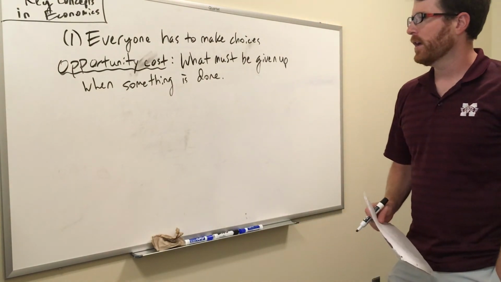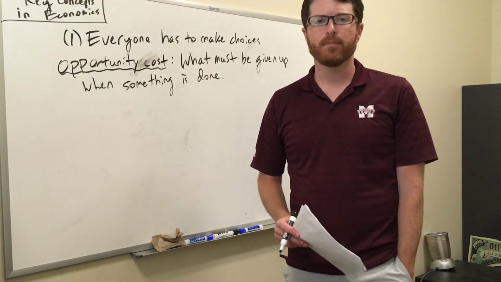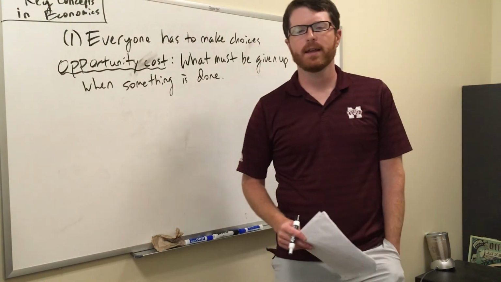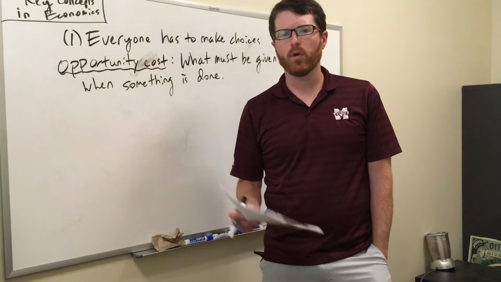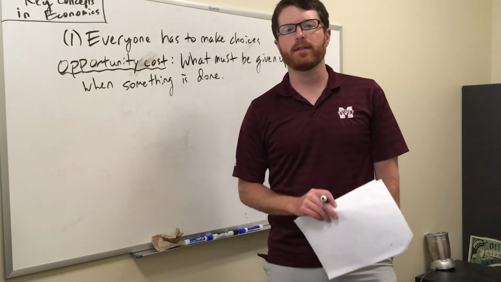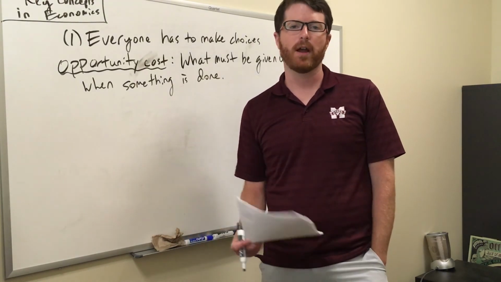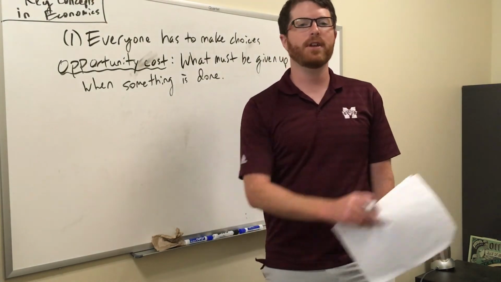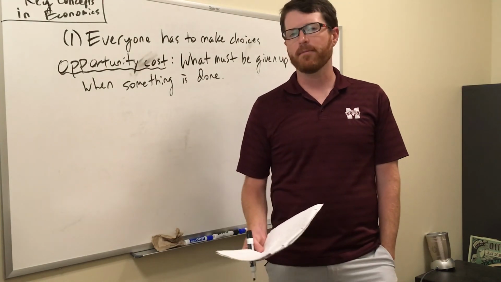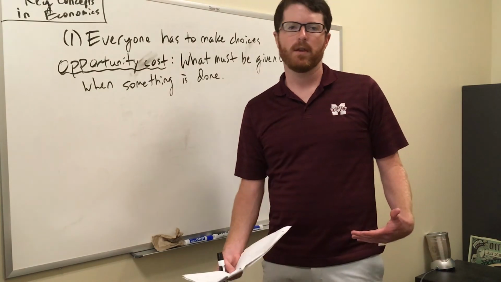So basically, let's say, for example, when I chose to go on a run this morning, I ran for about 40 minutes, I think. The opportunity cost is what I could have done instead. I had 40 minutes of time. I could have done something else with that time. I also exerted myself. My body's not really ready to do any more exercise today, so I gave up the chance to do any other exercise. So your opportunity cost is what you give up when you do something.